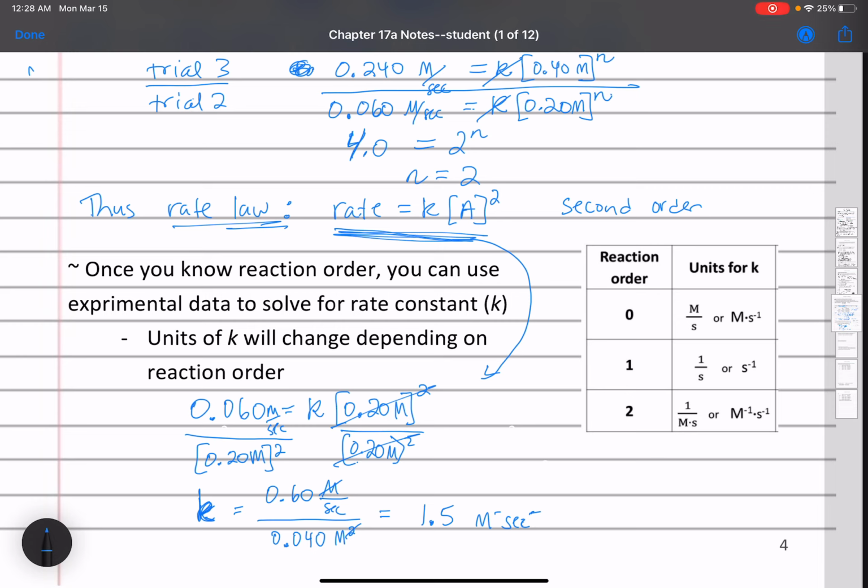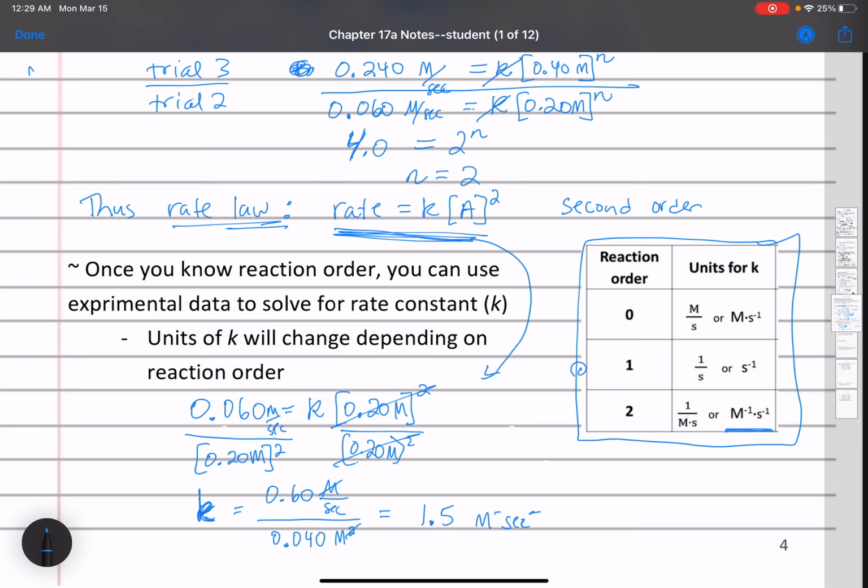The units of K are going to vary based on the reaction order because you're going to have different units depending on what that exponent is. For a second order reaction, which this is, the units are inverse molarity times inverse seconds, or 1 over molarity per second. But for a zero order reaction, it will be molarity per second. And for a first order reaction, it's just going to be inverse seconds. There will be no molarity in the units for K.